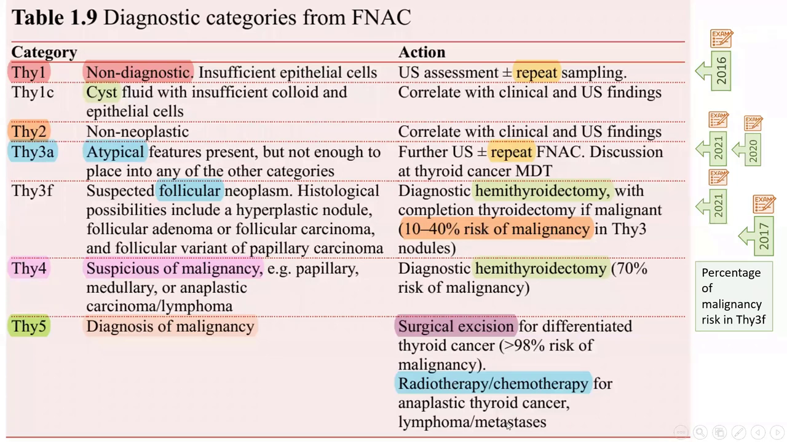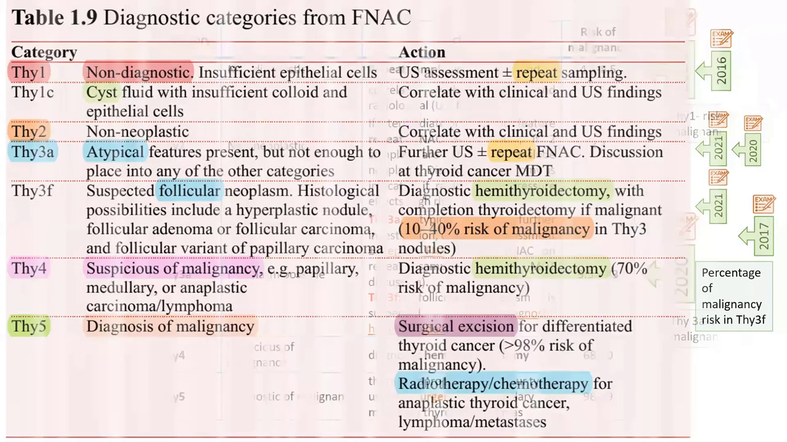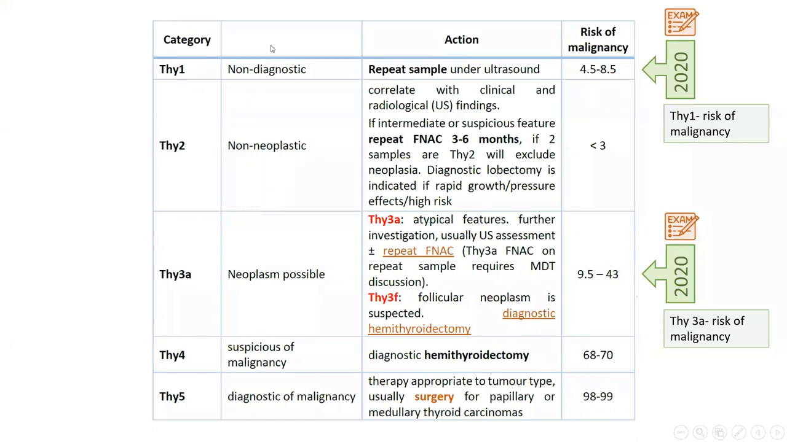So this is a very important slide. In each exam they will ask 2 questions from the Psi classification, and they will ask at least 1 question about the new classification. So I collected the risk of malignancy in different Psi. Psi 1, risk of malignancy about 5%, and this was the question in 2020. In Psi 2, risk of malignancy is less than 3%.